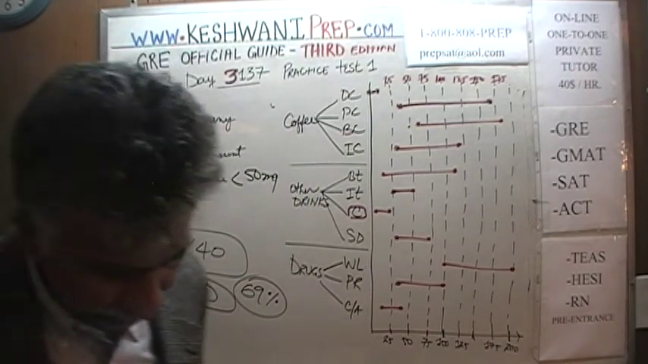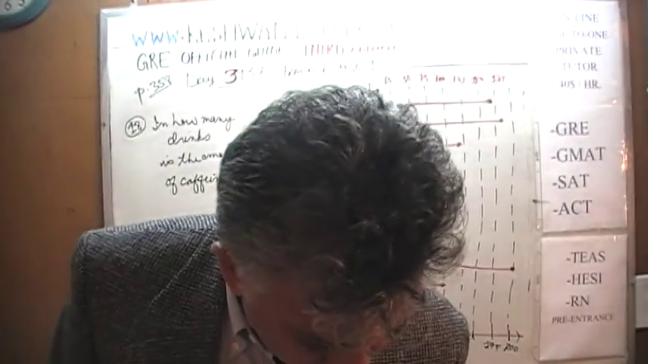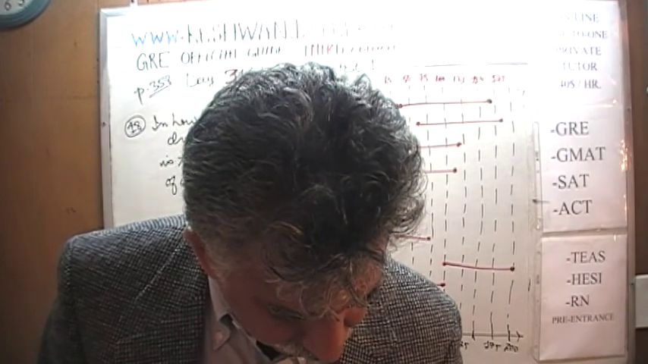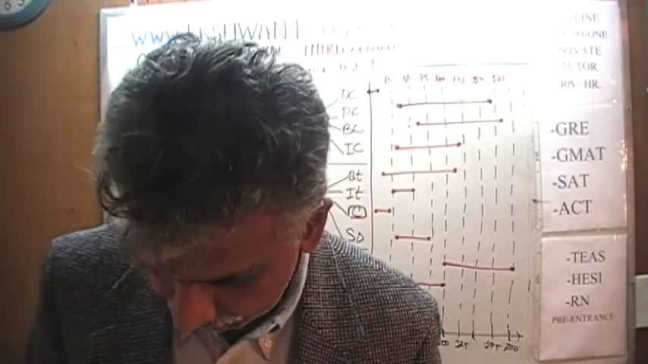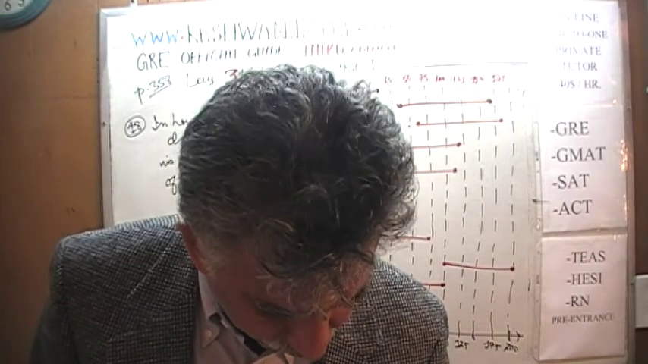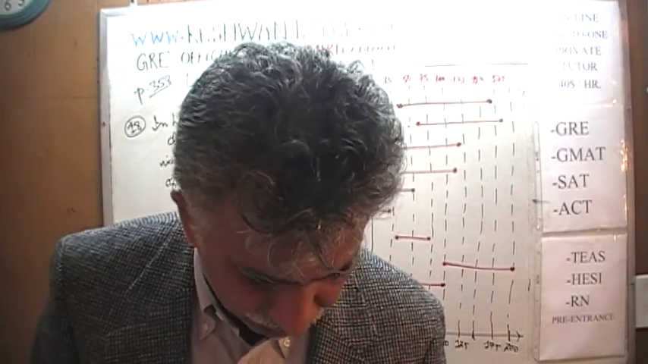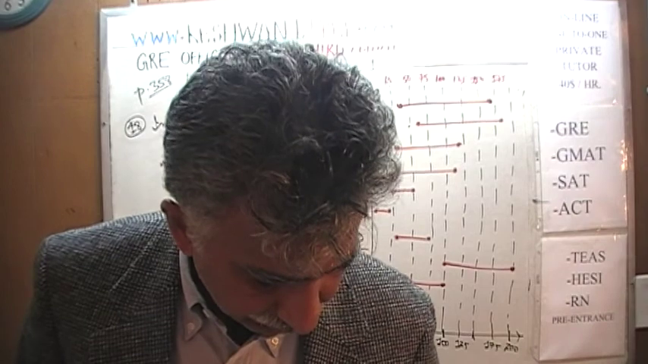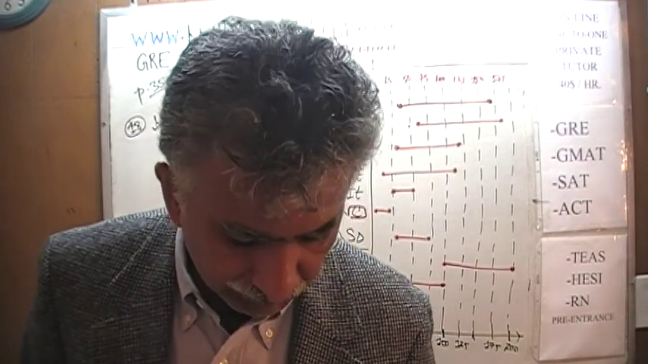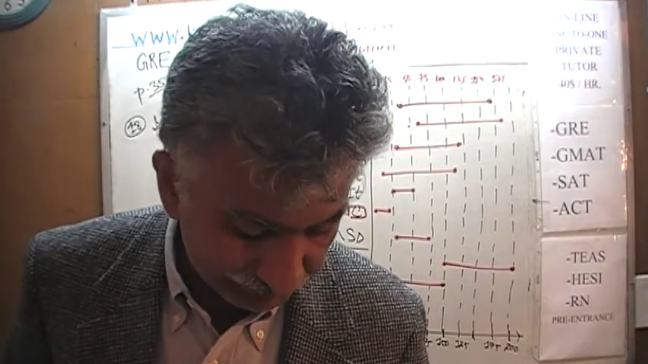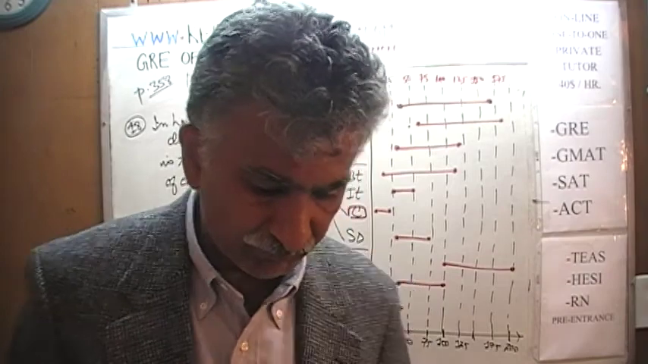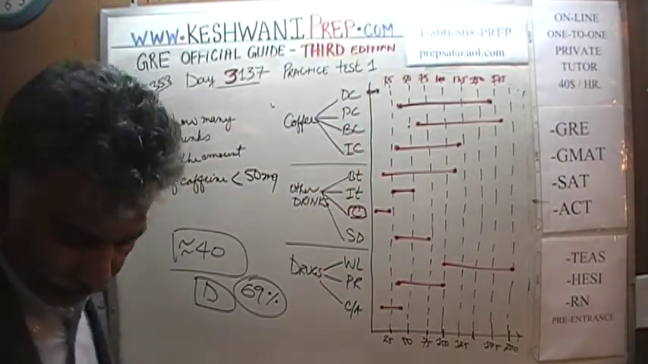In how many drinks, let me read the question properly. Number 18 is what we are doing here. It says: for how many of the 11 categories of beverages and drugs that are listed in the graph can the amount of caffeine in the given serving size be less than 50 milligrams? How many of them can be less than 50 milligrams? You understand? The words are very important.